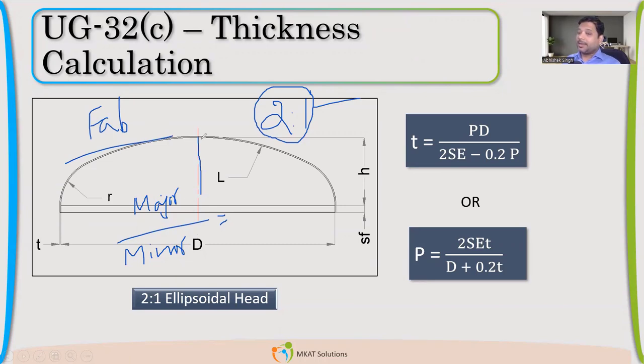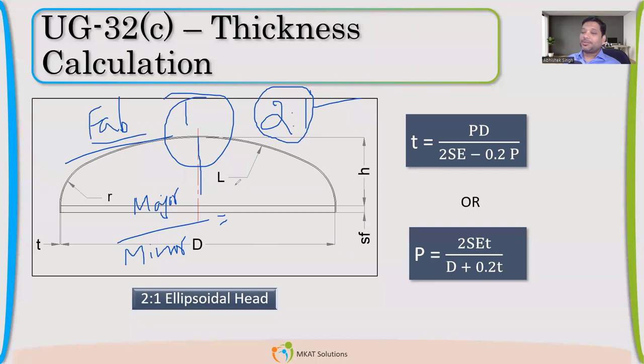While doing the calculation, can I use the same IDs, the major ID and minor ID? Or will I have to make any change? What change will be required? Can I use the major and minor which I have made for fabrication? To give you a hint, do you take the shell ID which you made during fabrication for the calculation? Yes, corrosion factor, guys. Corrosion has to be removed.